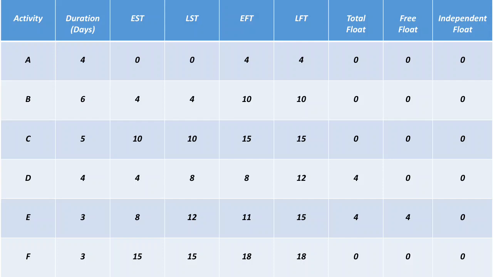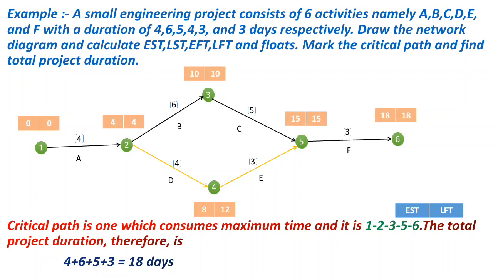Now for independent float, we have the formula EST of tail event minus LFT of head event minus activity duration. So again, for activity A, you can see that EST of tail event, that is event 2, is 4, and LFT of head event, that is event 1, is 0, and activity duration is 4. So 4 minus 0 minus 4 equals 0.